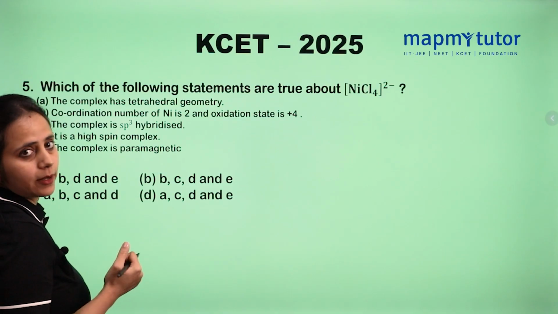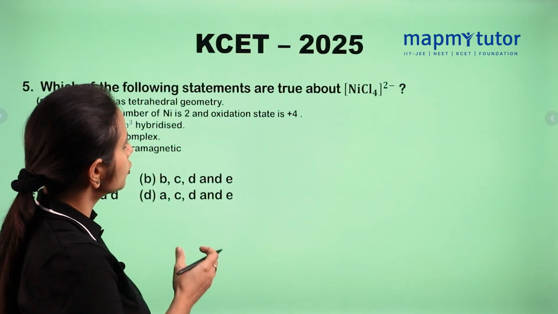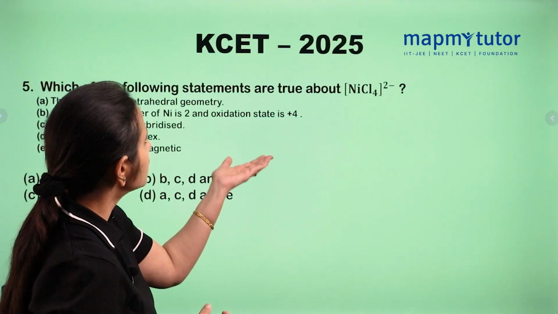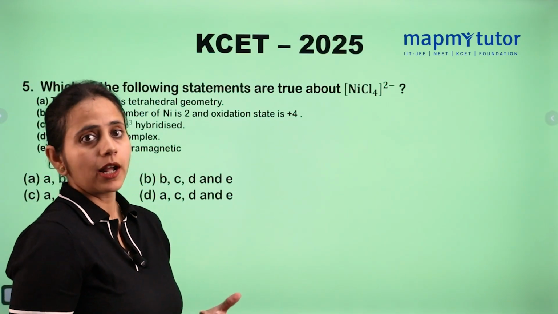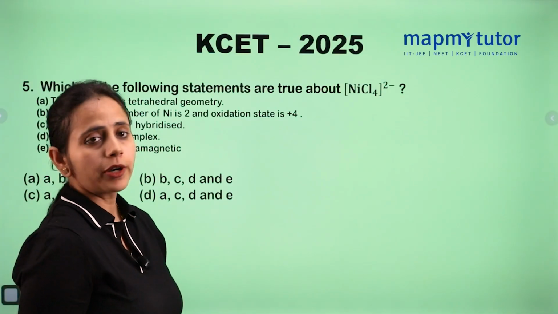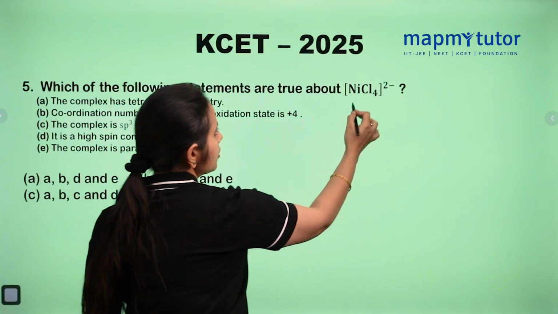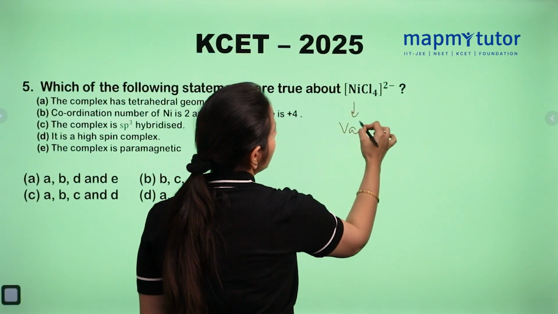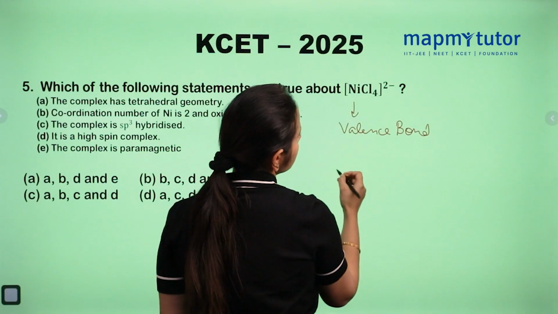The complex is paramagnetic. To know all these things, first we need to find out the geometry, oxidation state, coordination number, and hybridization for nickel chloride with the help of valence bond theory. We will solve this with the help of valence bond theory, which is a very famous theory in coordination chemistry.